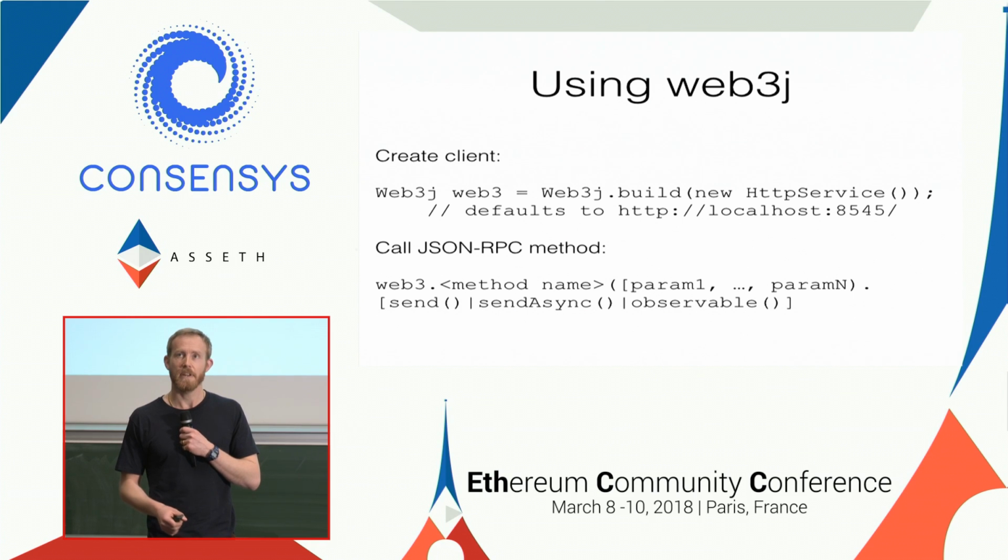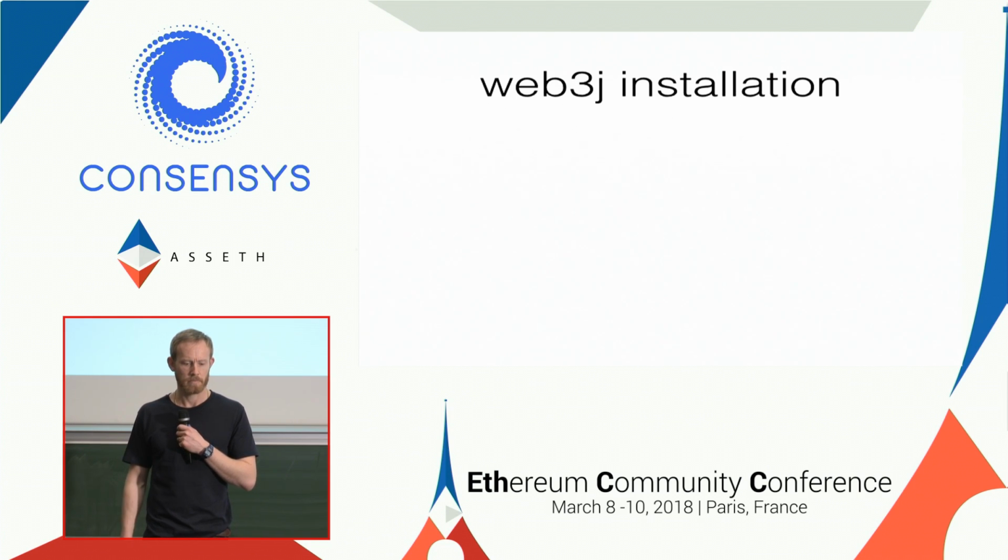Then for the specific JSON-RPC method that you want to call, you just specify the method name, and then you can send these requests synchronously, asynchronously, or create an observable off the back of it.